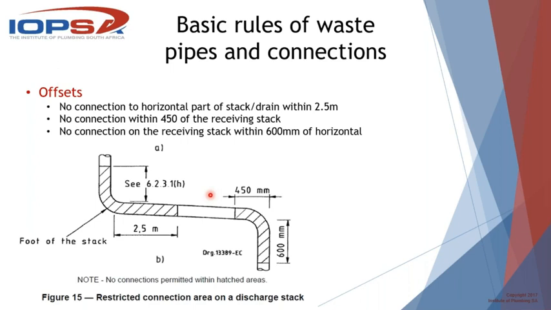All right, and then, where are you allowed to use a 40 mil PVC pipe? On a basin, on a drinking fountain, or on a bidet, when it is a single story and they're discharging into a gully separately.